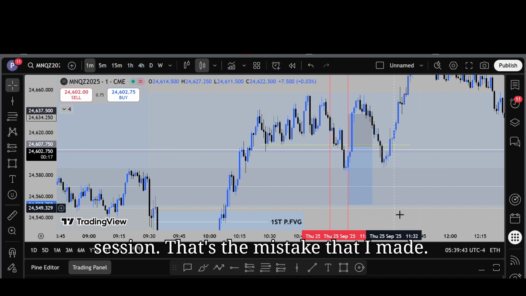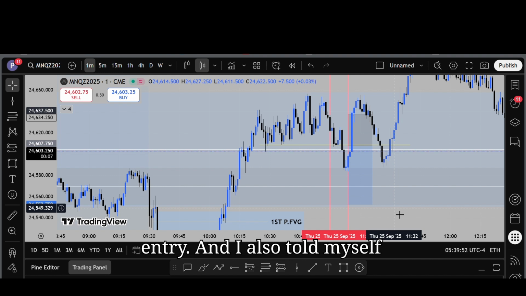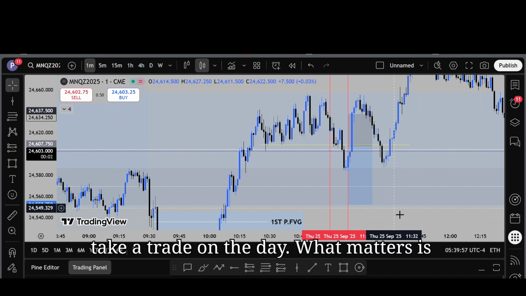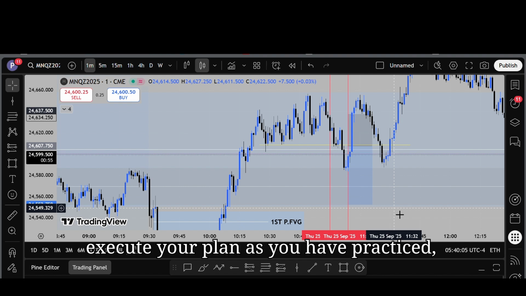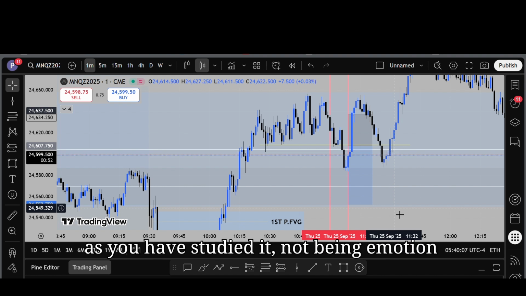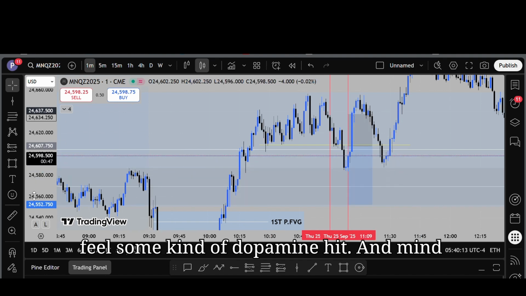That's the mistake that I made, and I promised myself to lower my risk for today if I do get any entry, and I also told myself that I'm gonna be okay even if I don't take a trade on the day. What matters is that you show up with discipline and you execute your plan as you have practiced, as you have studied it, not being emotional and taking trades just because you want to feel some kind of dopamine hit.